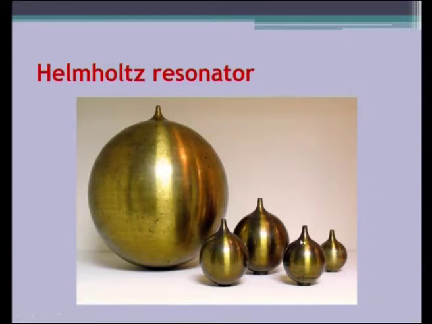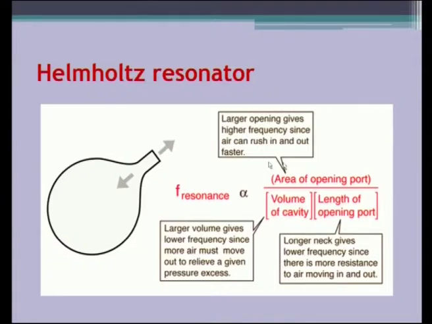These are all metal bulbs. Each bulb has its own resonance frequency. The size of the bulb decides the resonant frequency. We will see how the frequency depends on the volume and also the neck size. This is the relation for that. See, this is the typical Helmholtz resonator. This is the expression for the resonance frequency.